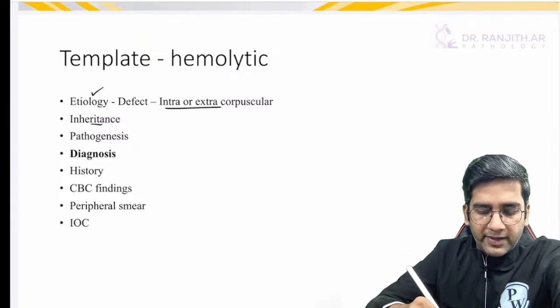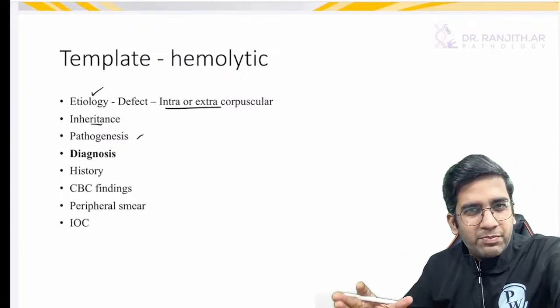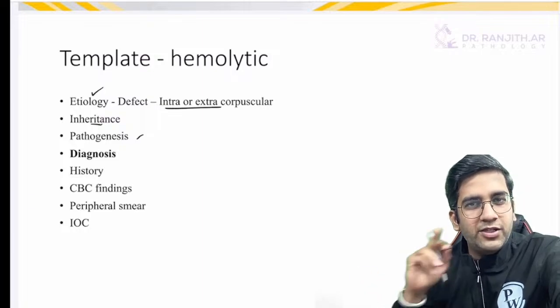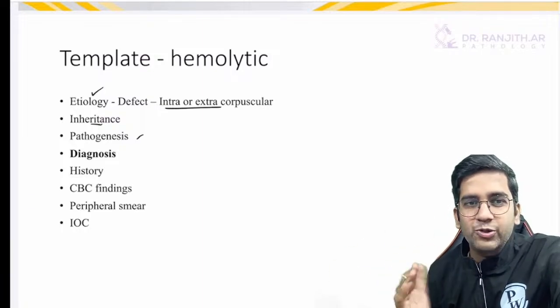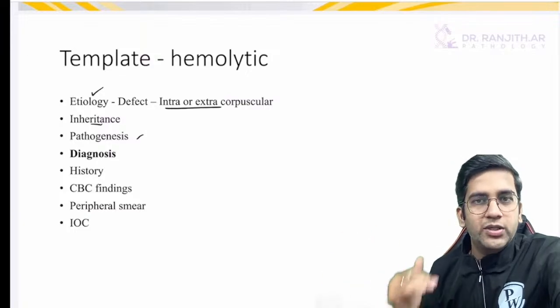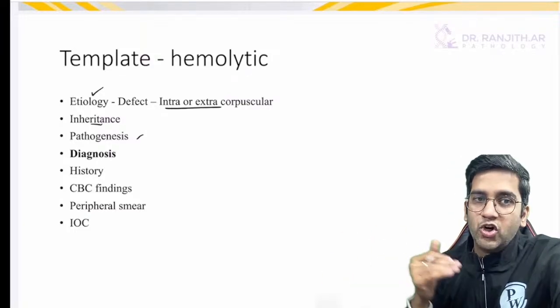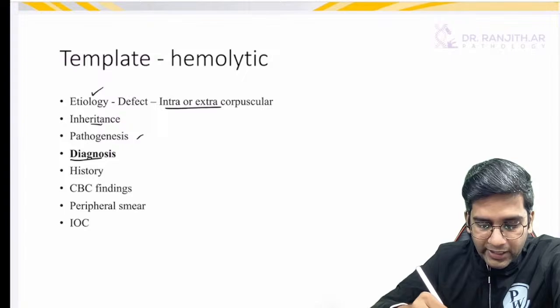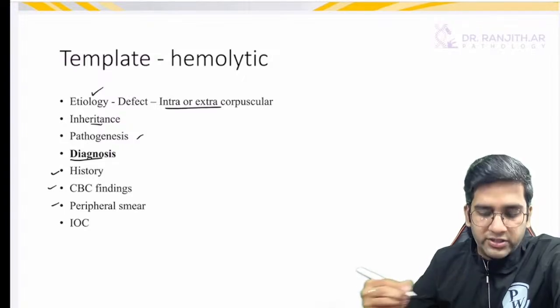A word about the pathogenesis. There is a template pathogenesis. If it's lysis in the spleen, you know how it goes. If it's lysis directly, you know how it goes. Just a word about them, maybe a couple of 2-3 lines to add on, whether it is intravascular lysis or extravascular lysis. And under diagnosis, I want multiple subheadings, all these three.